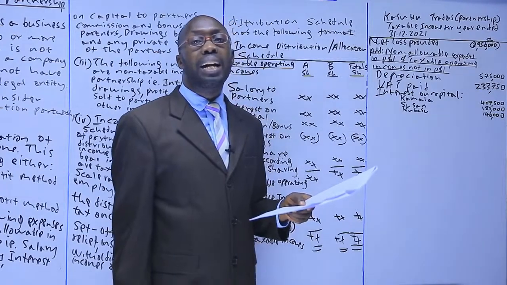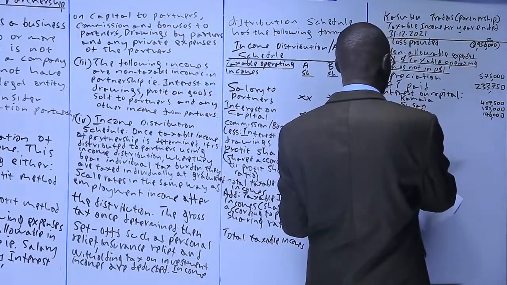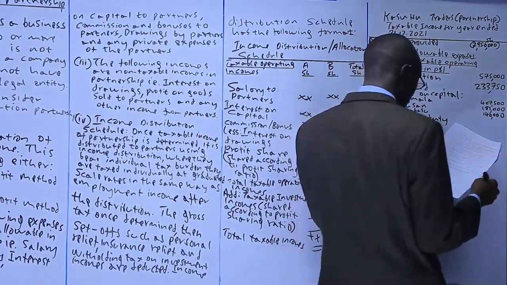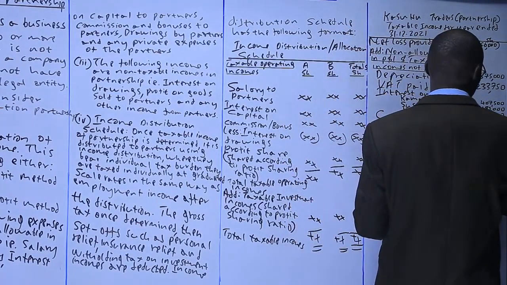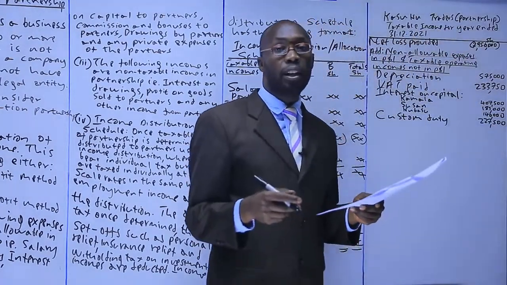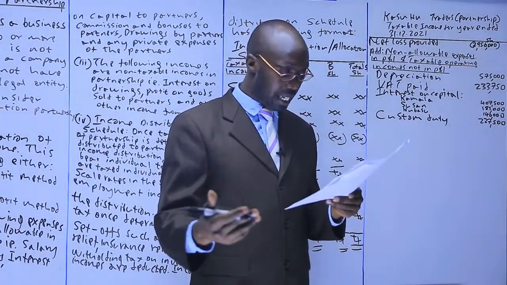Next is custom duty. Custom duty is a form of tax. We don't allow taxes. So we'll add it, which we have 227,500. Next one is accountancy fee. Those are professional fees you pay. They are allowable because they are for the business.